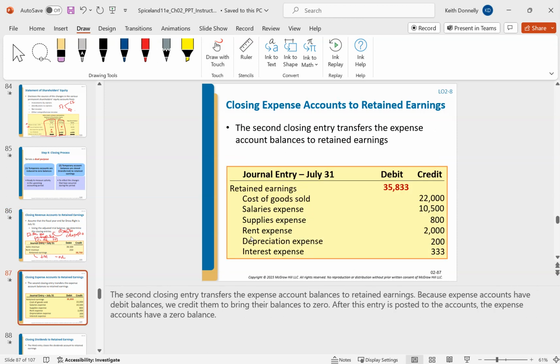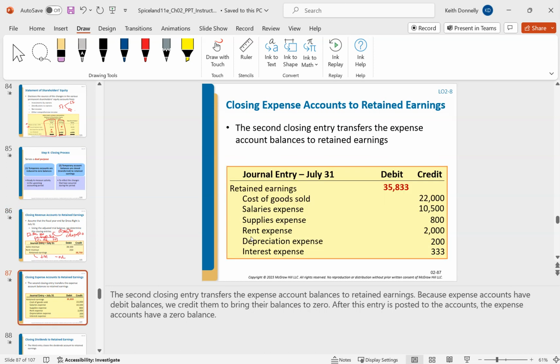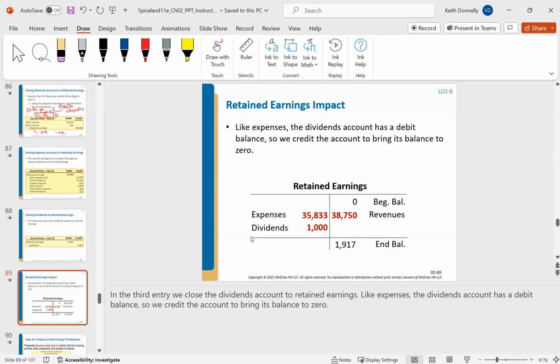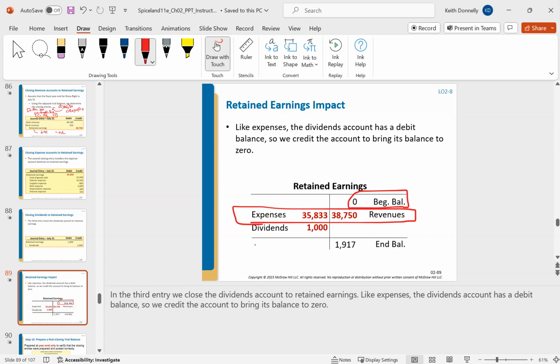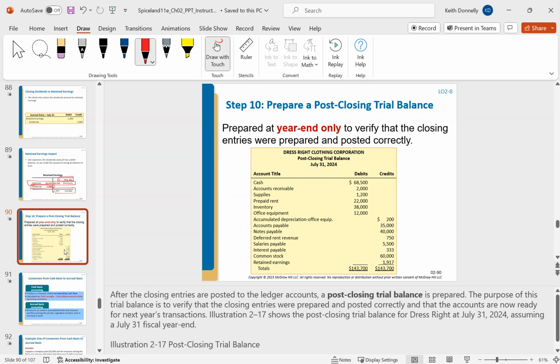So this is just showing you this. In this case, here are some examples of doing that, closing out the dividends. Again, here's that retained earnings. We have our beginning plus our net income minus our dividends gets us our ending, okay?